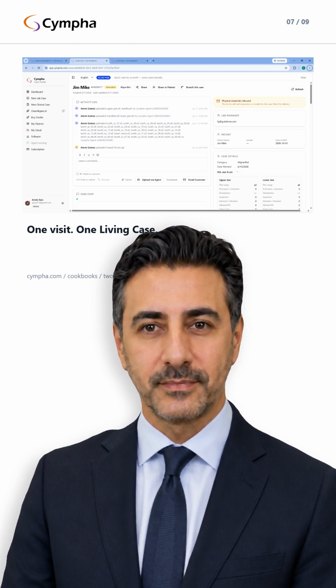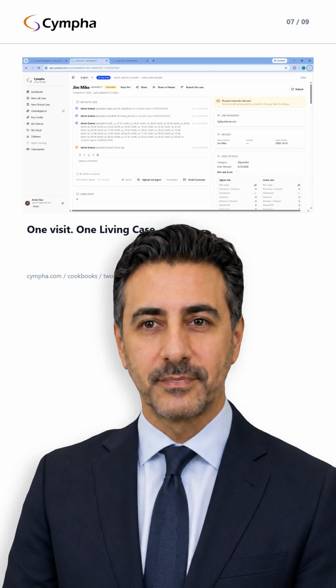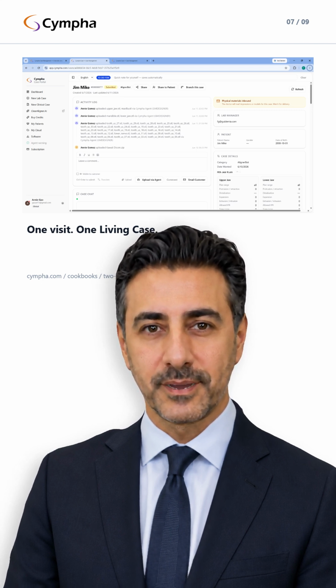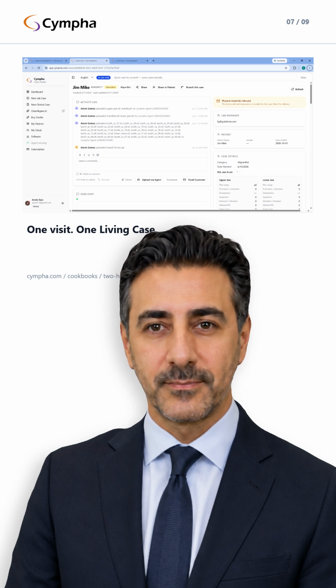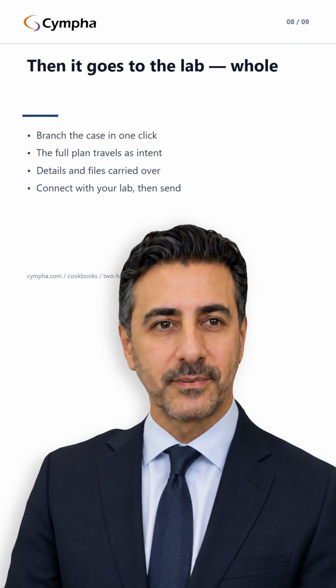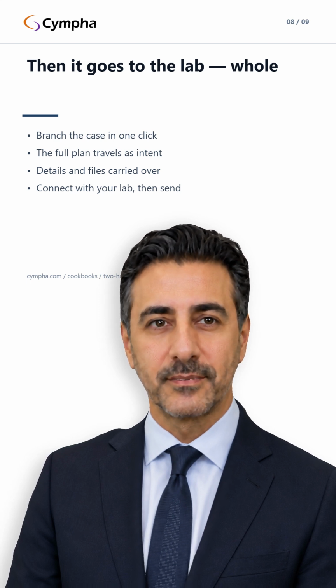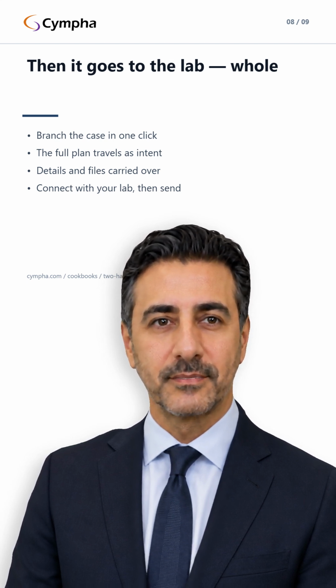Everything from that visit, demographics, photos, scans, notes, both plans, the patient's answer, lives on one case. The record is written once, and the case keeps its own log, an append-only history of who did what and when, so no one has to reconstruct the story later. That's peace of mind you never have to think about.